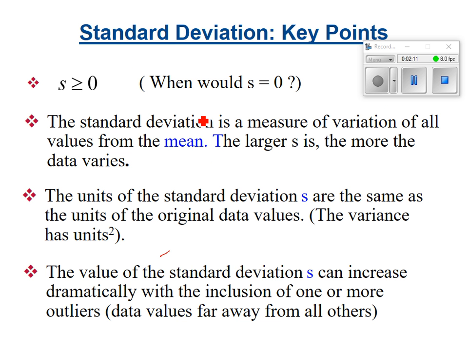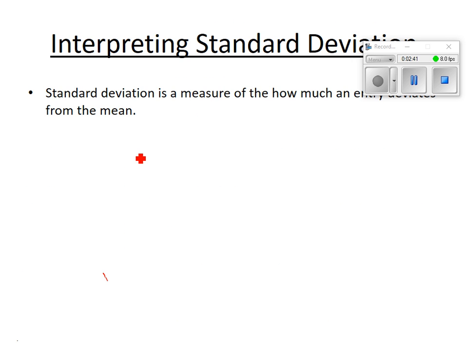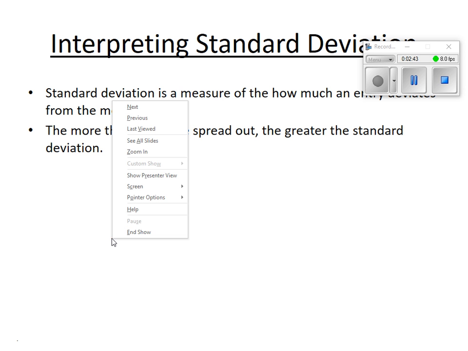Some key things: standard deviation's always got to be greater than or equal to 0. Standard deviation measures variation of the values from the mean. The larger the S is, the more the data varies, so the more spread out the data is, the larger the standard deviation is. Standard deviation is in the same units as the original units. The value of the standard deviation can increase dramatically if you have outliers.